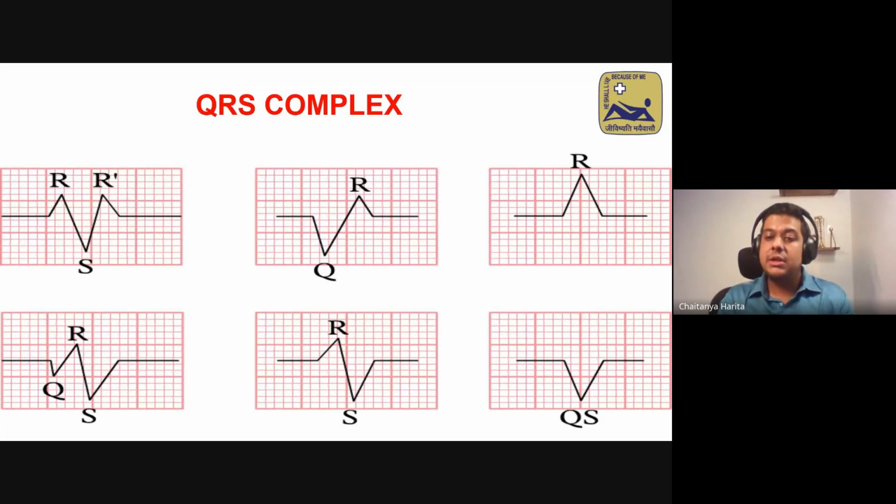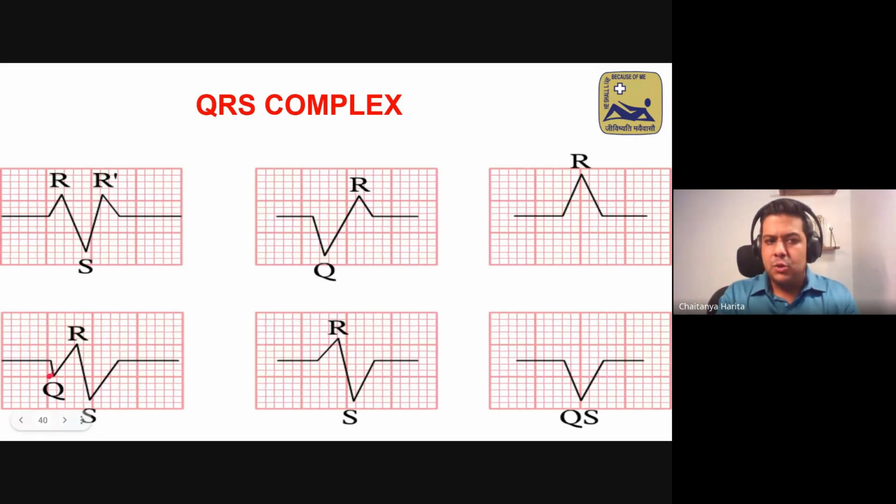Can you get S without Q? Yes, but it will always occur after R, right? So this is how it looks. Can you also get a second positive deflection? Yes, it's called R dash or R prime. That occurs after S, it's called R dash or R prime.